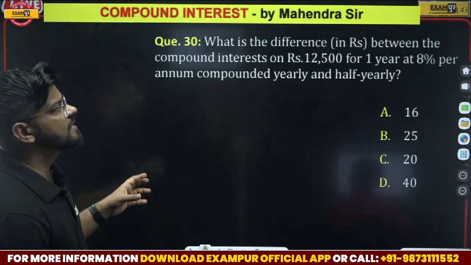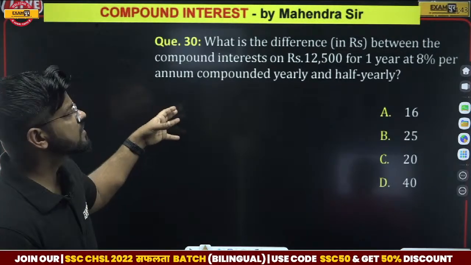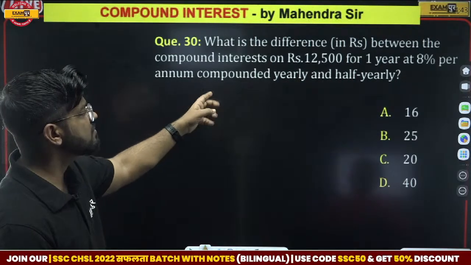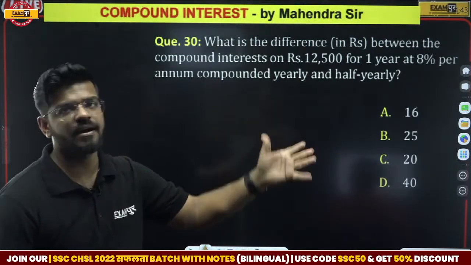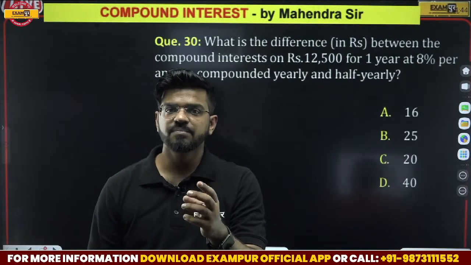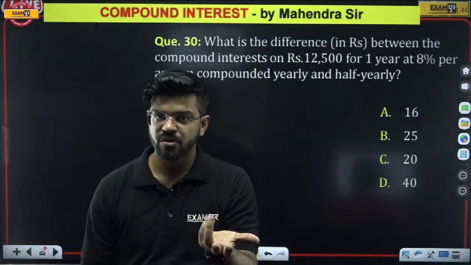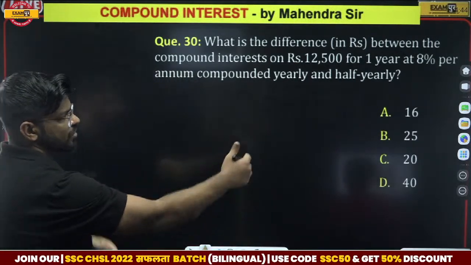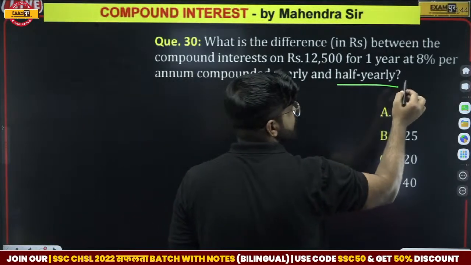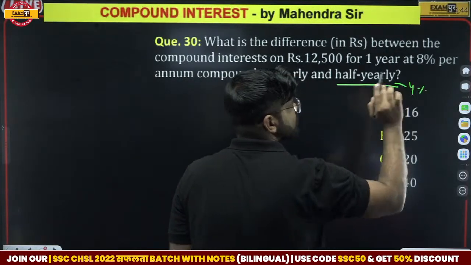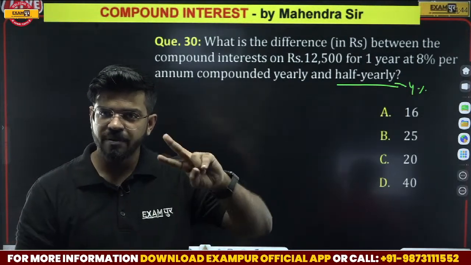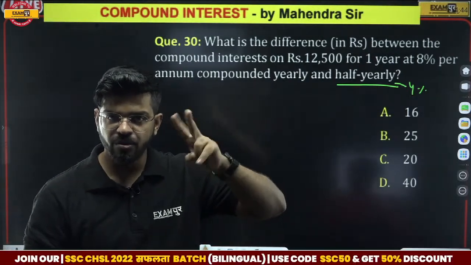What is the difference in rupees between the compound interest on 12,500 for 1 year at 8% per annum, compounded yearly and half yearly? For 1 year, you know that compound interest and simple interest is the same thing. For half year, the rate of interest will become half, 4%, and time is double, so it becomes 2 years.